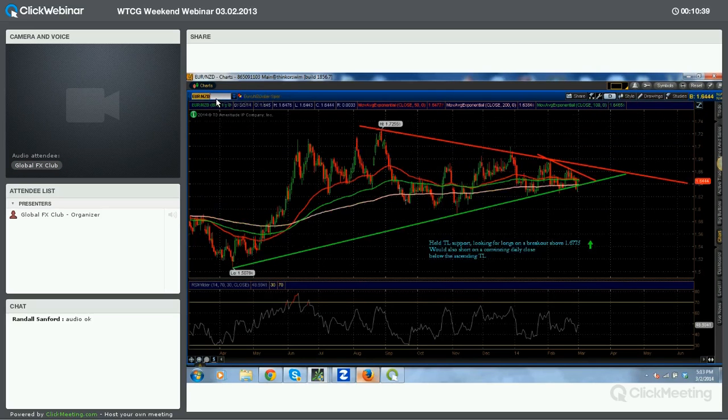Euro Kiwi. All right, we held this daily trend line support. Pretty nice candle on Friday.